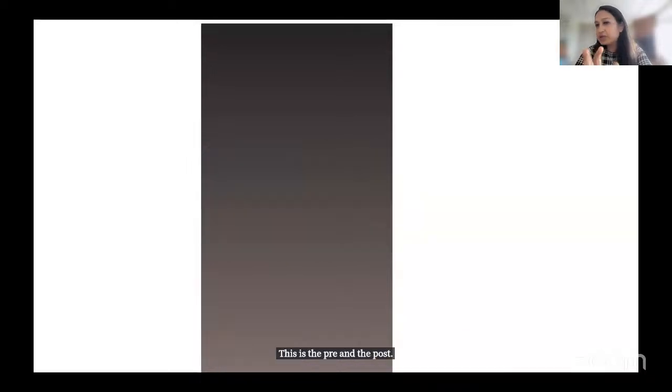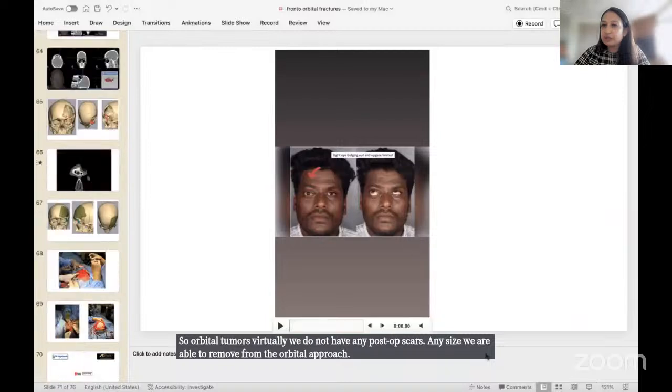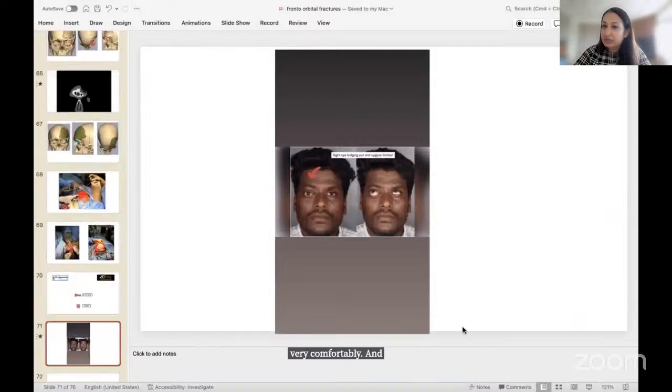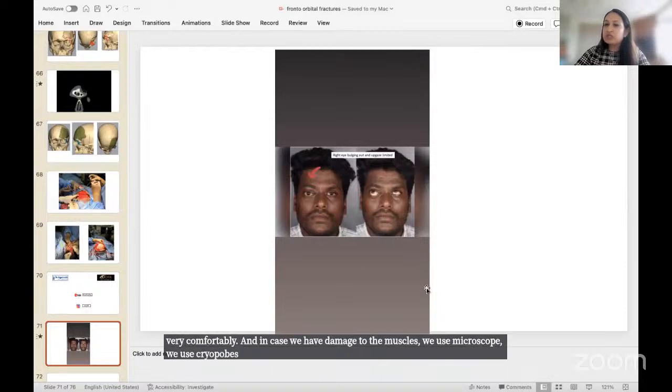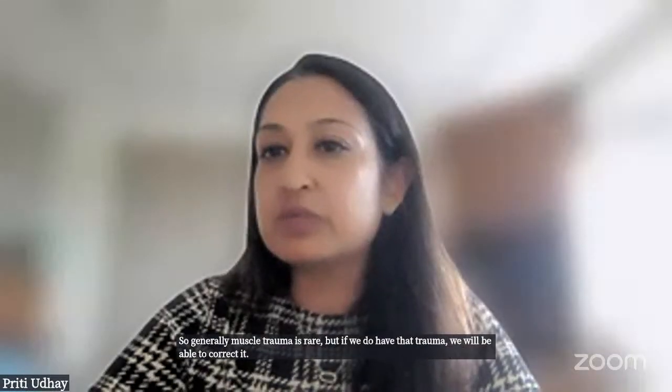So orbital tumors, virtually we do not have any post-op scars, any size we are able to remove from the orbital approach very comfortably. And in case we have damage to the muscles, we use microscope, we use cryoprobes. So generally muscle trauma is rare, but if we do have that trauma, we will be able to correct it through strabismus surgery. Very nice.